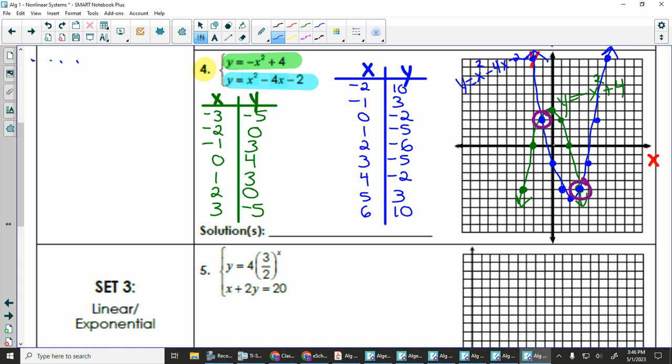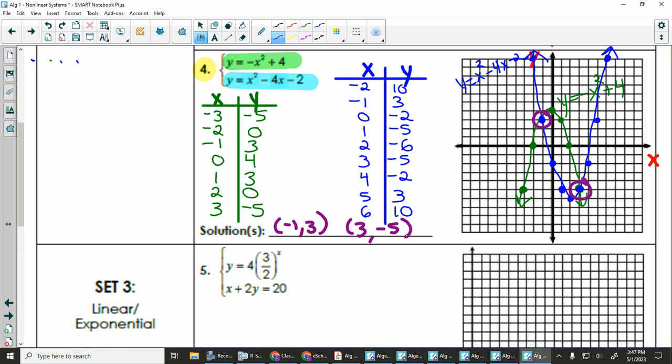So one of them was negative 1, 3. And the other one is 3, negative 5. So this particular system had 2 answers. There were 2 spots where the graphs crossed.